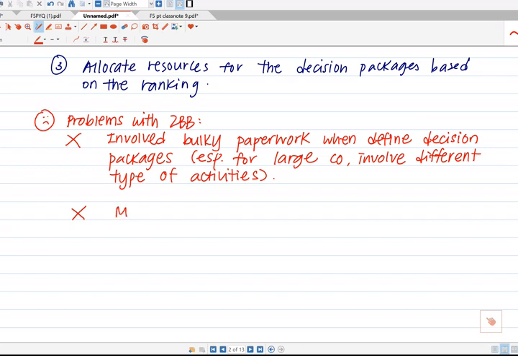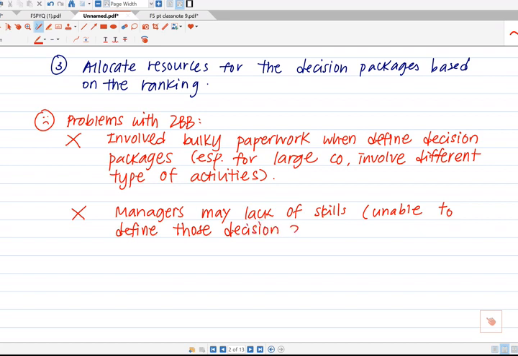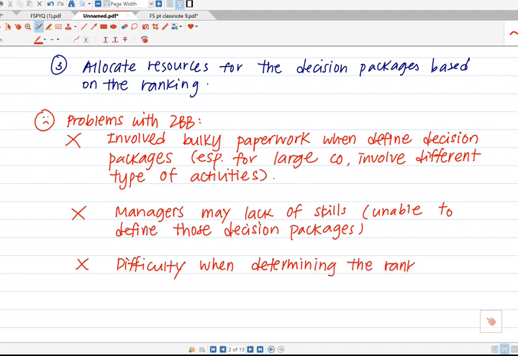Number 2, the managers may lack skills, so they are unable to define the decision packages. Number 3, difficulty when determining the ranking. So could it be qualitative or quantitative? Do you focus on quality or quantity?